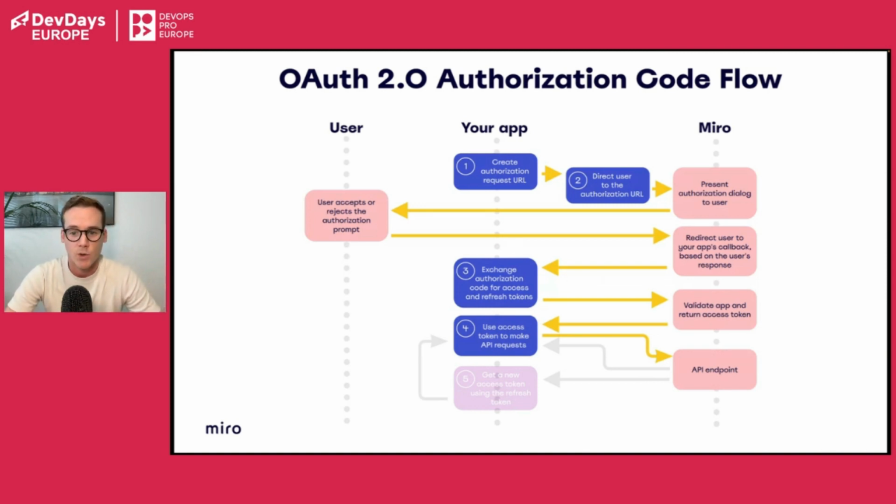And then once the access token is used, you can request a new access token and refresh token pair using that original refresh token that was returned when we exchanged the auth code earlier.